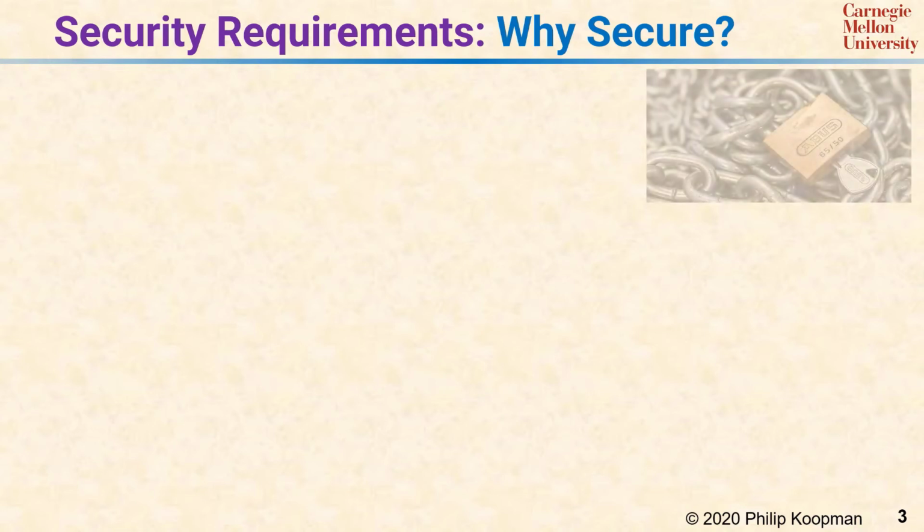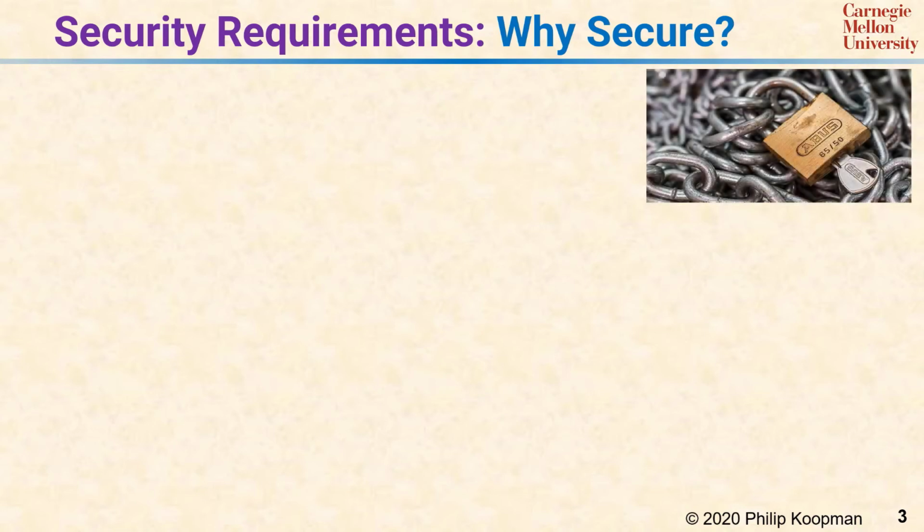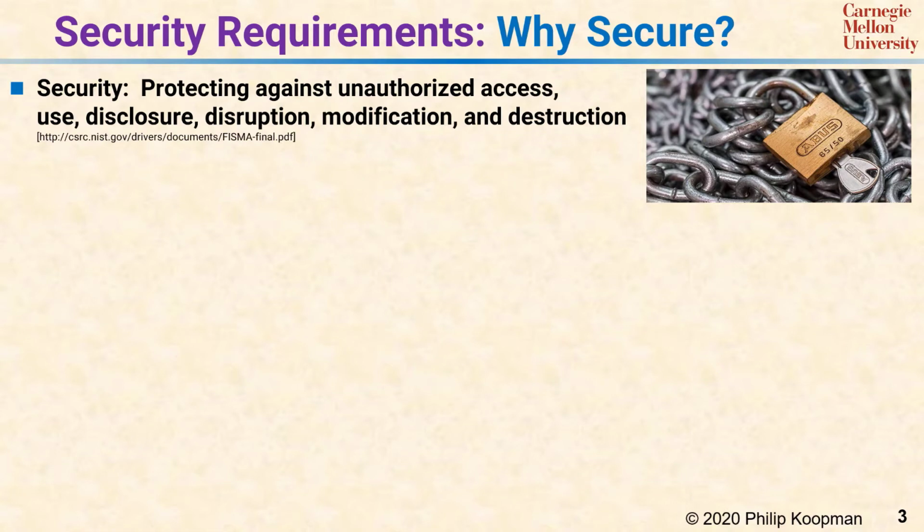Let's discuss the elements of a good security plan, starting with security requirements. Security requirements answer the question of why you want your system to be secure and what it means to be secure. A generic description of security is protecting against unauthorized access, use, disclosure, disruption, modification, or destruction. However, you probably care much more about some aspects of security than others.